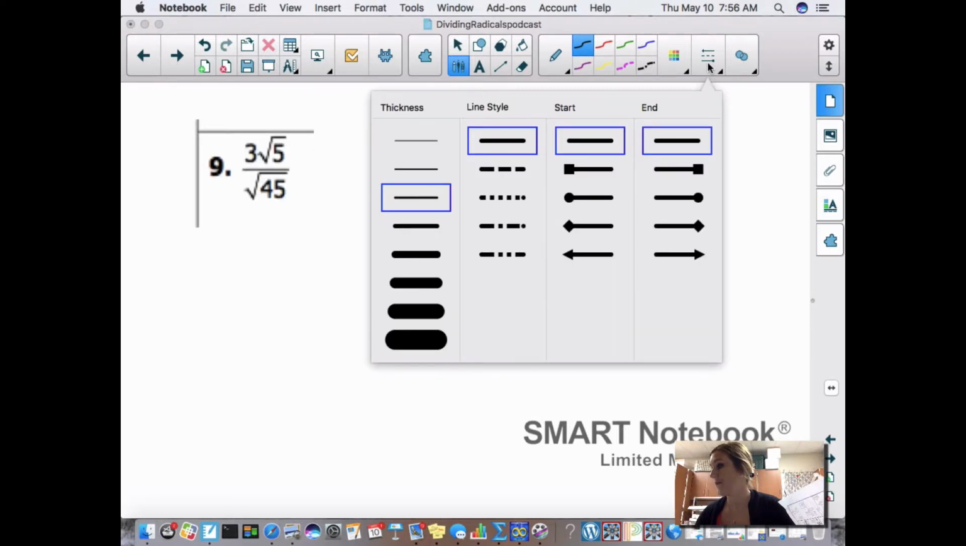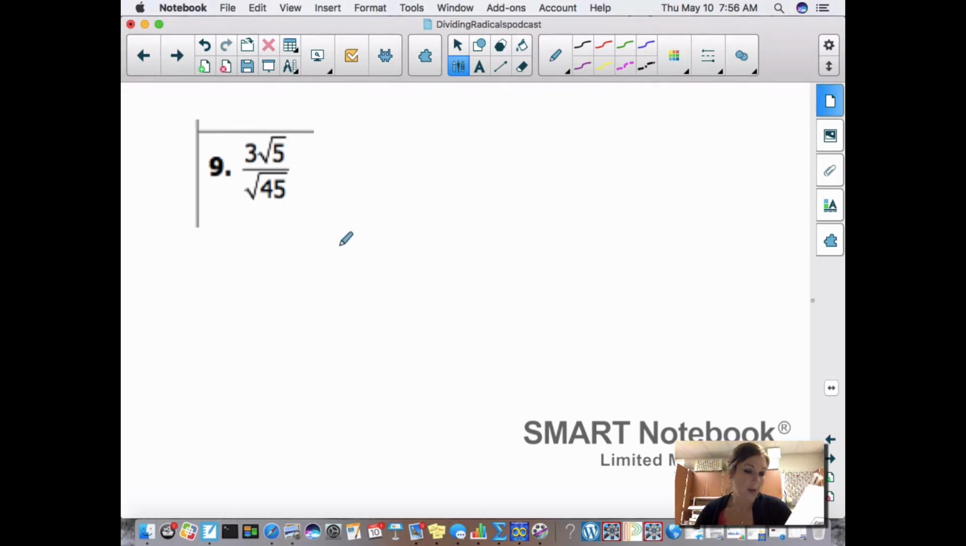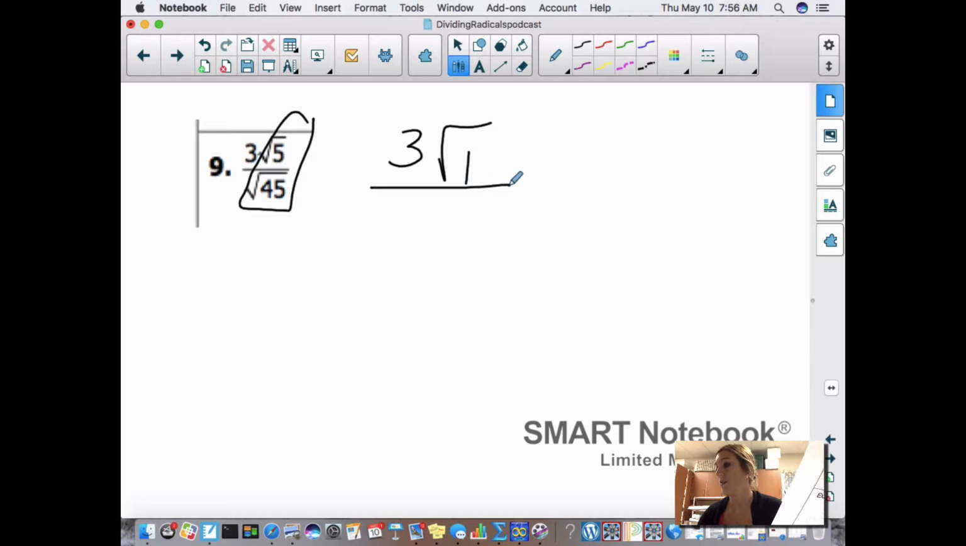Number 9. The 3 radical 5 over 45. Okay, so we can simplify the radicals down. 5 over 45 simplifies down to 1 over 9. So I have 3 as my coefficient on the outside, radical 1 over radical 9.